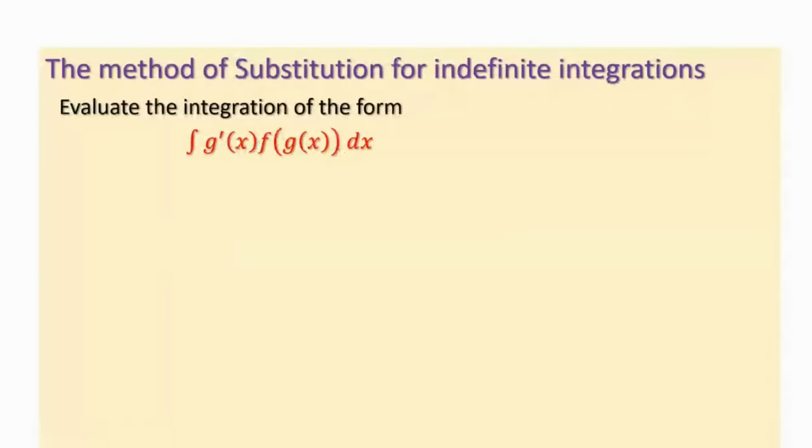Welcome to today's tutorial. Today we are going to discuss integration by the method of substitution.